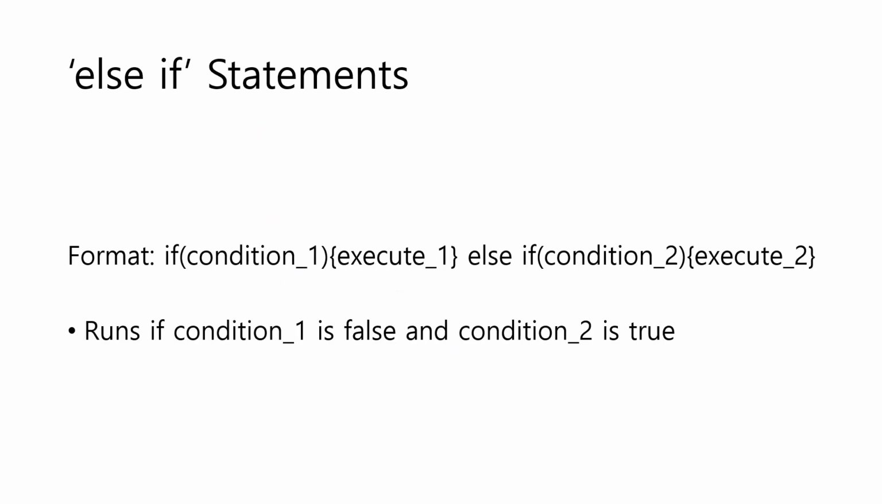Now is the else if statement. This is basically a mix of the else statement and the if statement. And right here, if condition 1, then execute 1. And else if condition 2, then execute 2. So if condition 1 is false, and condition 2 is true, execute 2 will run. However, if condition 1 is true, even if condition 2 is true, execute 2 will not run.